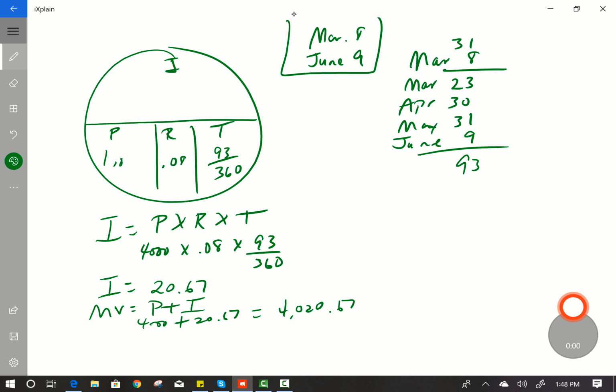That's 1,000 times 8% times 93 divided by 360, and that means it's 1,000 plus $20.67, which equals $1,020.67. Okay, sorry for that error there.